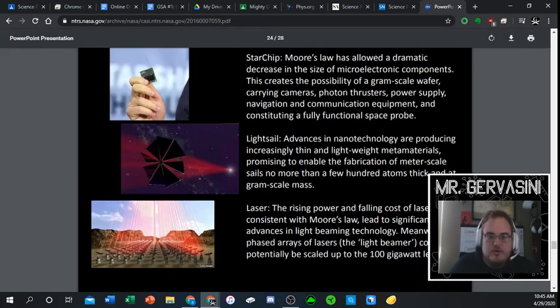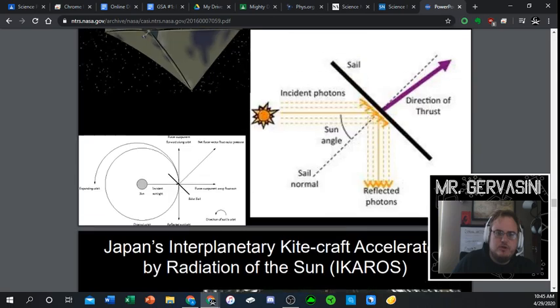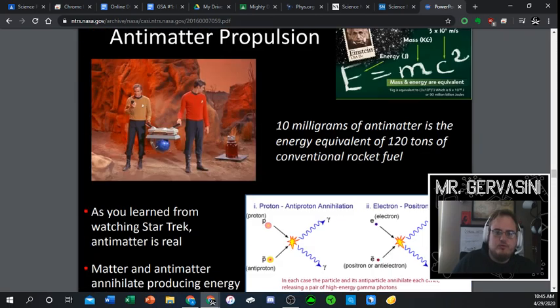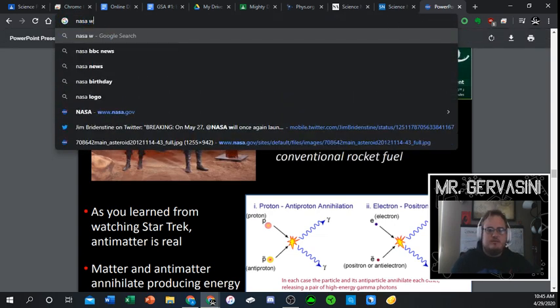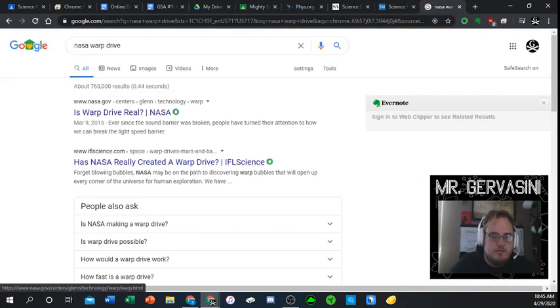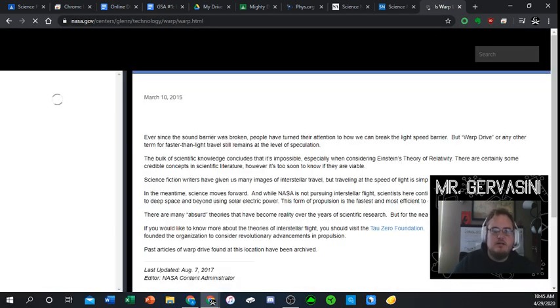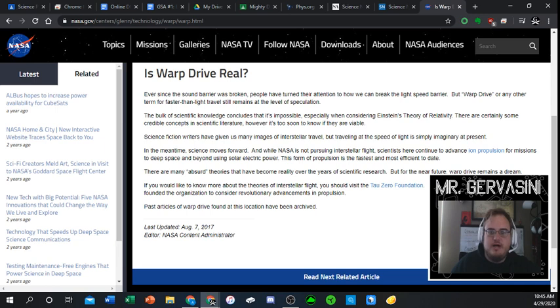And so I would then go on to Googling Breakthrough Starshot. I would Google fusion propulsion. I would Google antimatter drive, okay? Or Google on your own, like NASA warp drive. Like in Star Trek. Is warp drive real? Has NASA really created a warp drive? Scientists are starting to take warp drive seriously. So you go to nasa.gov and you can pull some information about warp drives. Warping space. That's what we're going to talk about when we talk about gravity. Mass can warp space.